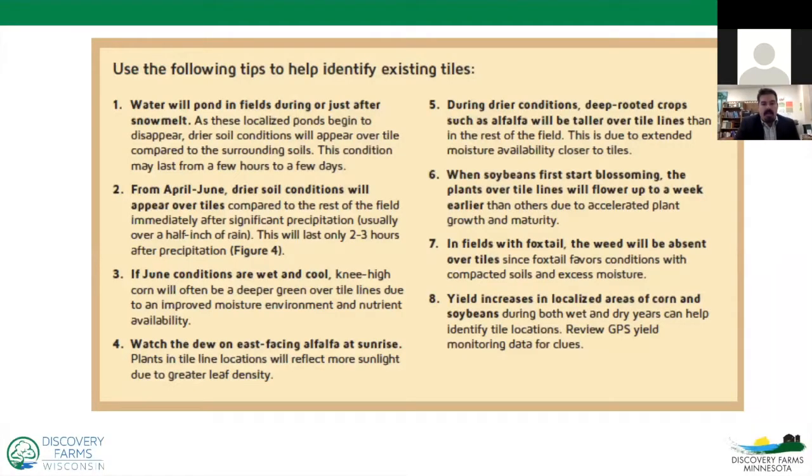If you don't know where your tile drains are, we've got a couple of recommendations. We've got some tips on how to identify the tiles. Really, we've got 8 different things here that we've either come up with ourselves, but most of them are what we've worked with, input from farmers that have noticed this, or the tile drain installers. So there are some nice rules of thumb.